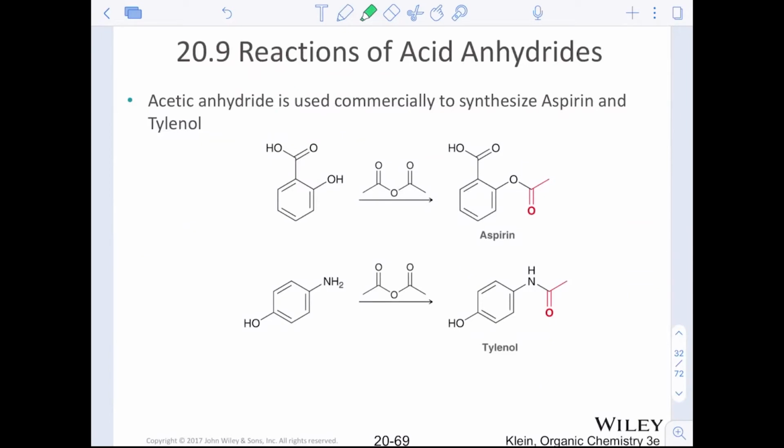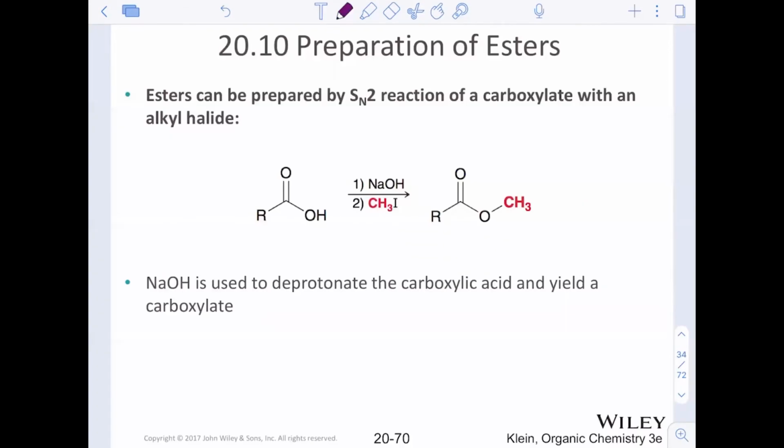Reactions of anhydrides can be used commercially, right? That's actually how we synthesize aspirin and Tylenol. Structures here, right? Making the ester or the amide, depending on which choice.